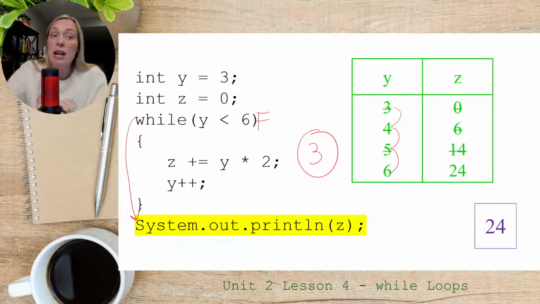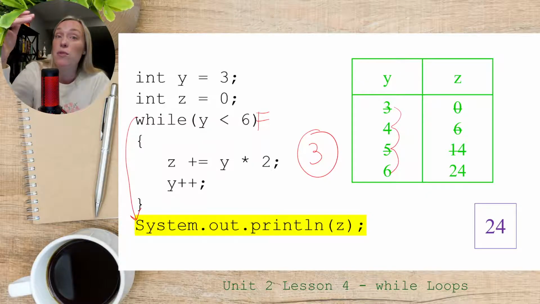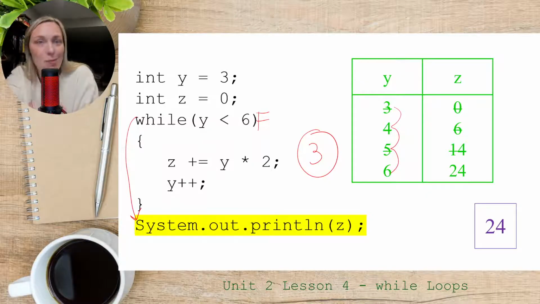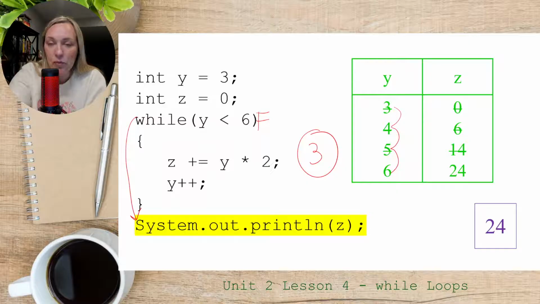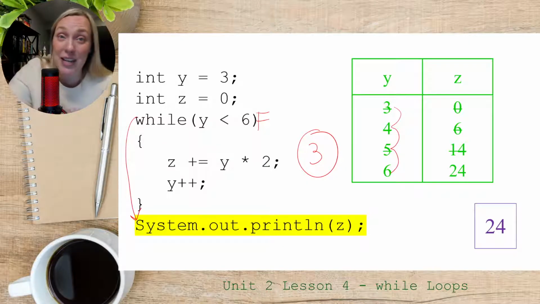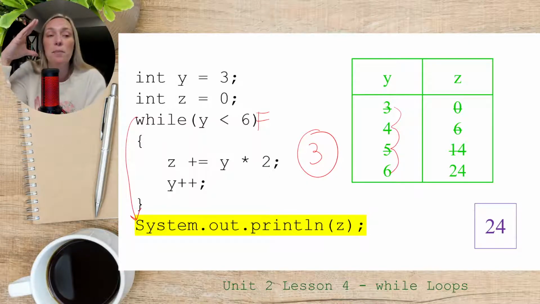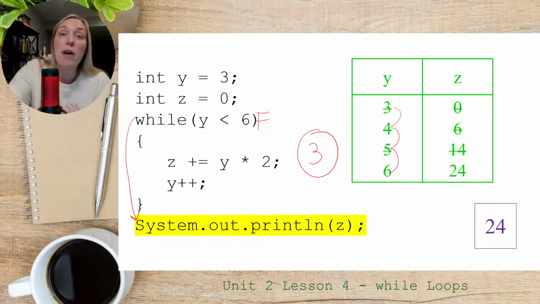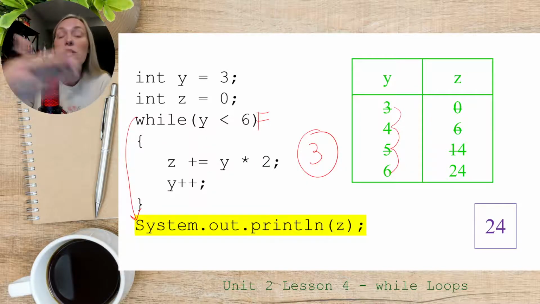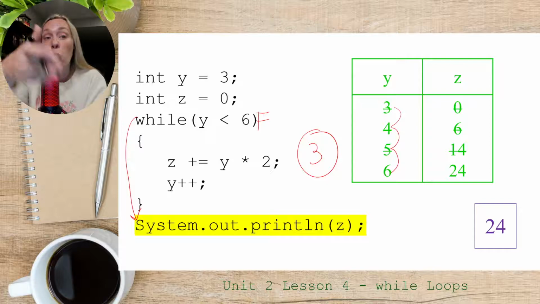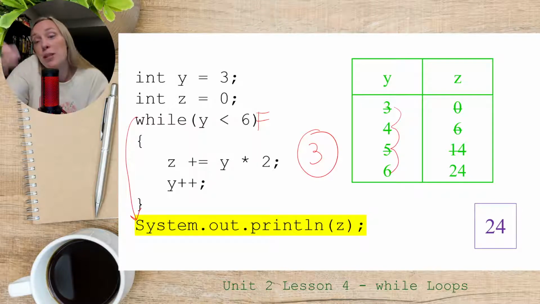Now, when you iterate through a loop, you might iterate through 1 time or 3 times or 100 times, or sometimes even no times. I'm going to show you an example of that here in a moment. But your loop runs however many times it needs to until the condition becomes false. So while the condition is true, your loop is still going to run.